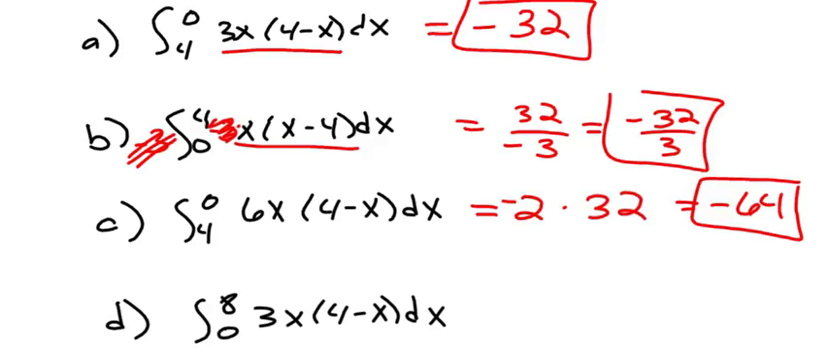The last one, our bound is from 0 to 8 of the function, and we don't know at this point what to do with that. That's not part of our given information, so currently we're going to say that it's not possible. We will be able to figure that out eventually.